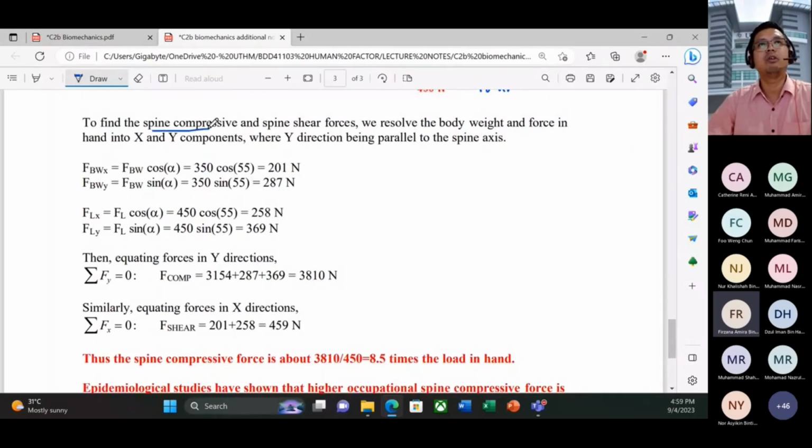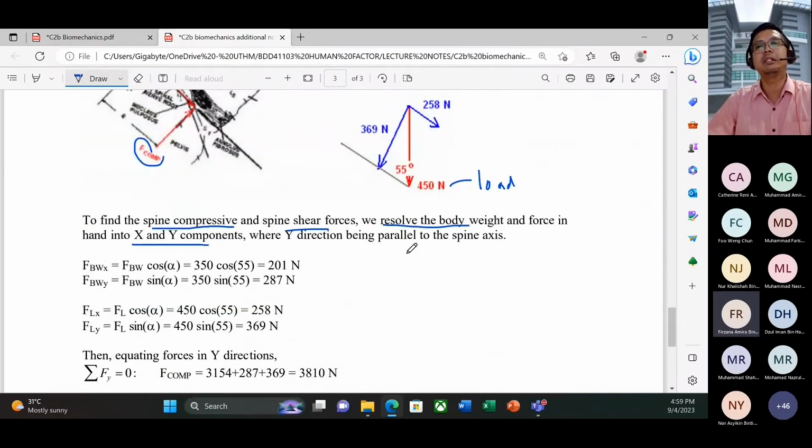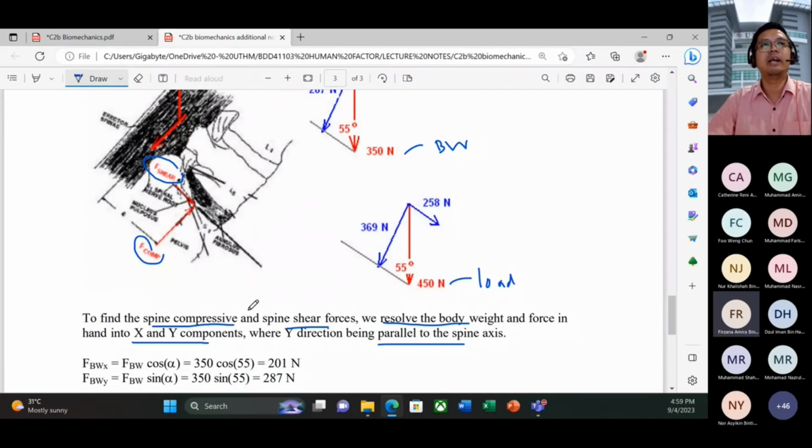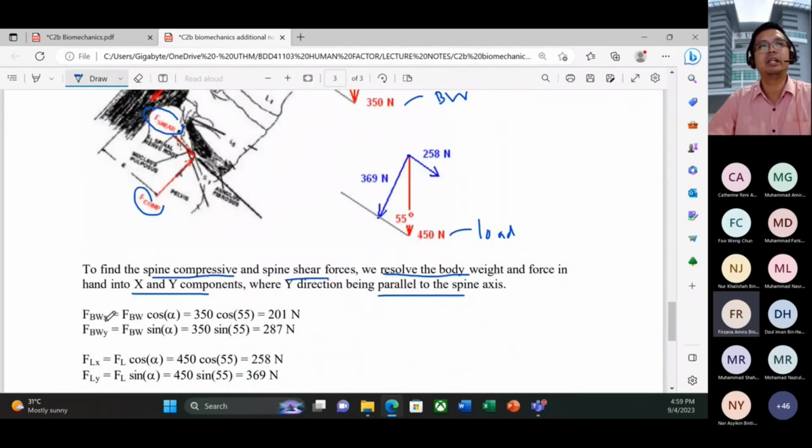To find the spine compressive and spine shear force, we resolve the body weight and the hand force into X and Y components, where the Y direction is parallel to the spine axis. So we start to calculate FB, which stands for our body weight force. Please put FBW cos alpha for the X, and FBW sin alpha for the Y.